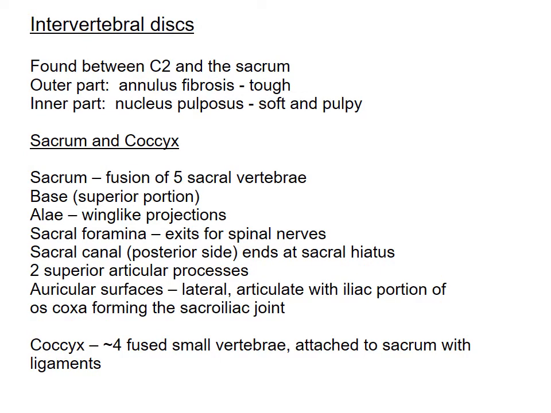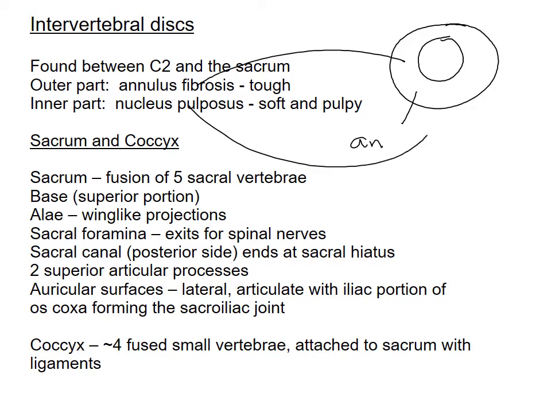There's also intervertebral discs found between C2 and the sacrum. The outer part is called the annulus fibrosus, and it's tough and it's fibrocartilage. So here's a disc, and then there's the inner part. So this is the annulus. Well, I'll just point to it. That's annulus fibrosus. Nucleus pulposus is this inner part here, and it's kind of soft and pulpy.